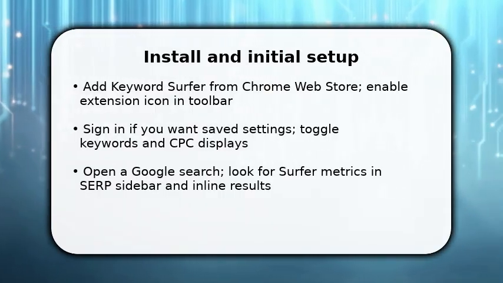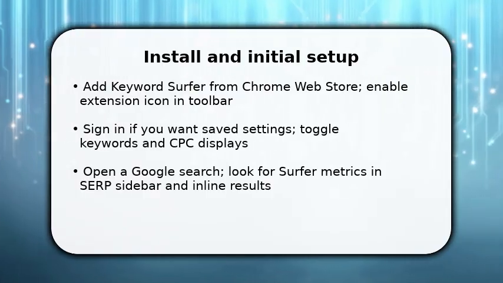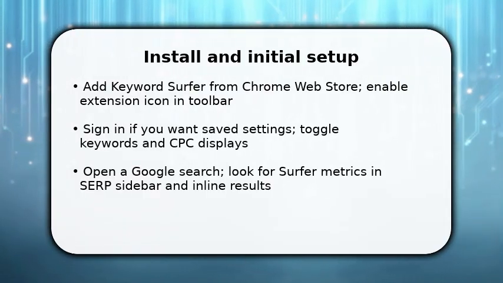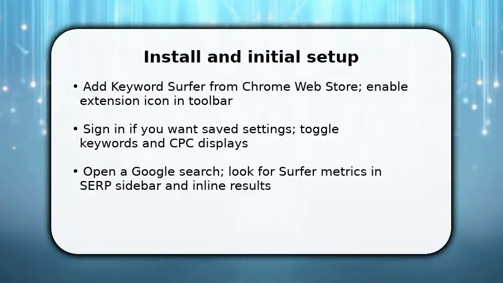Now open Google and run a search. You should immediately see volume and keyword suggestions in the right side panel and under each result. Make sure to allow permissions so Surfer can overlay data on the SERP.